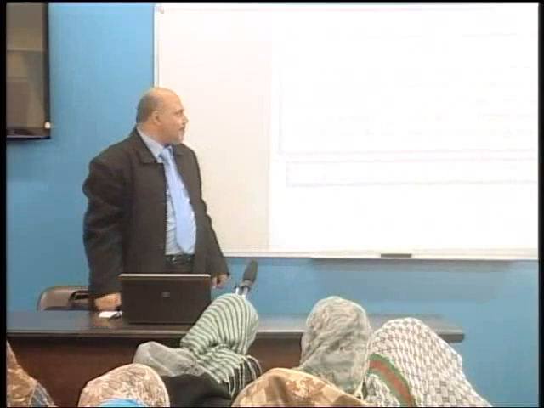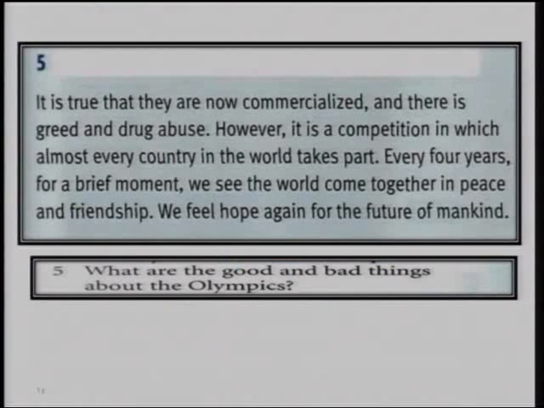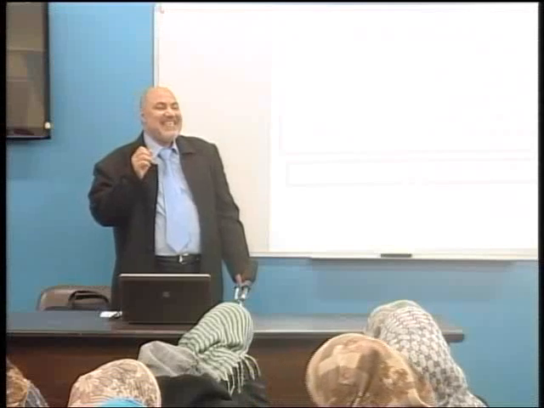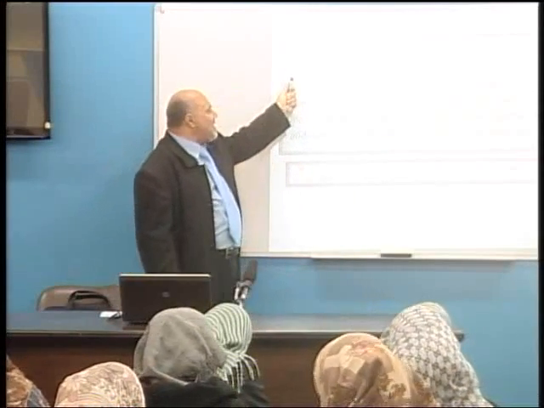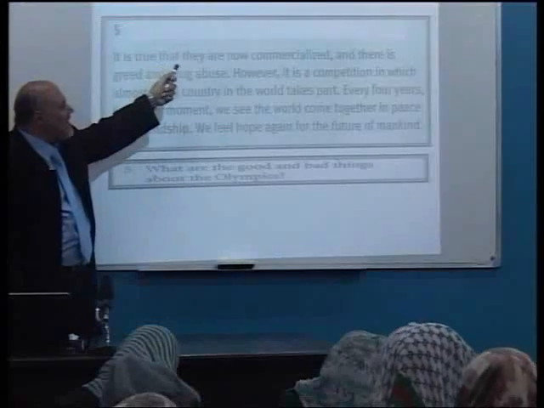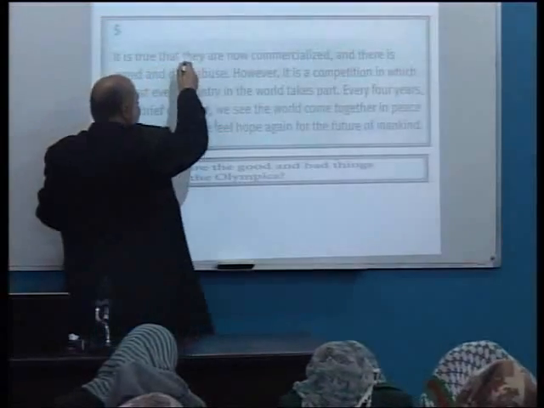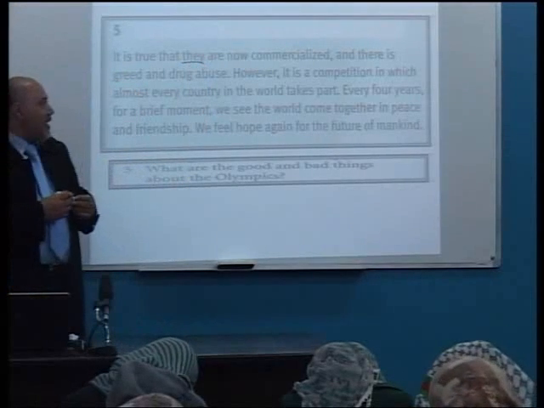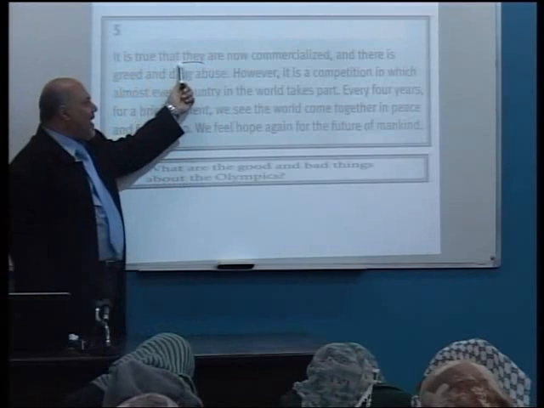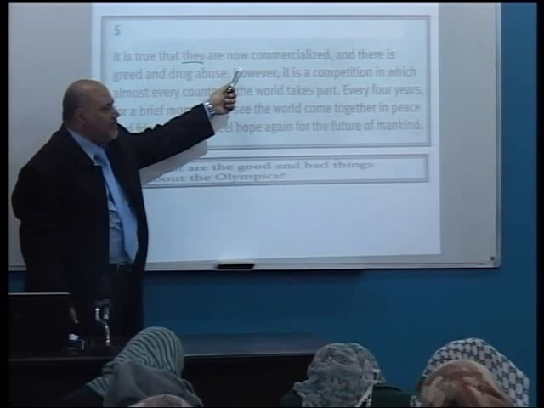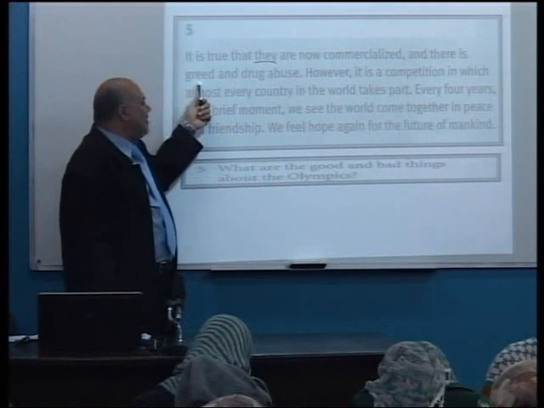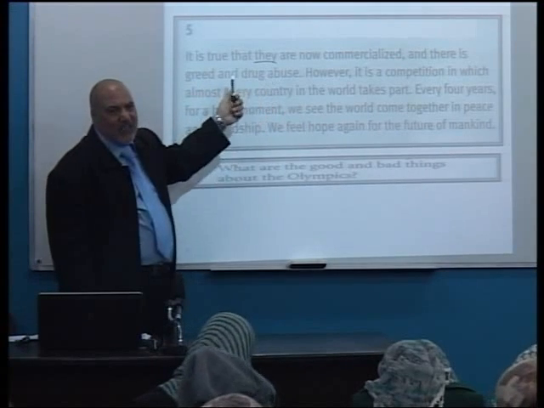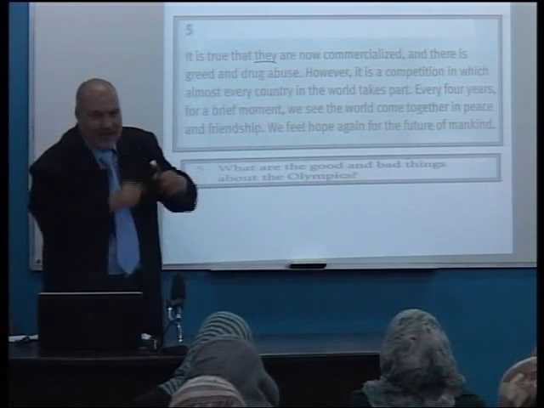Number 5. Yes. So what's the title of number 5? The Olympic Games. Yes, the Olympics or the Olympic Games. It's true that they are now, what are they? The Olympic Games. It's true that the Olympic Games are now commercialized, connected with money. And there is greed and drug abuse. Greed, we want everything. We want everything.